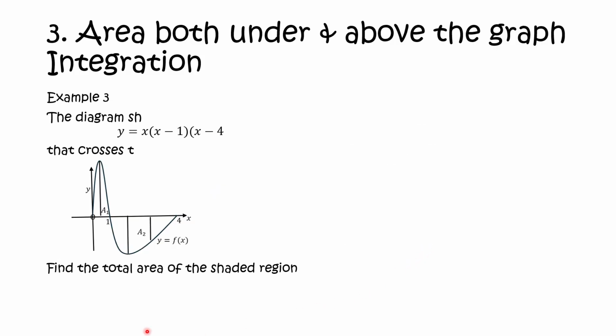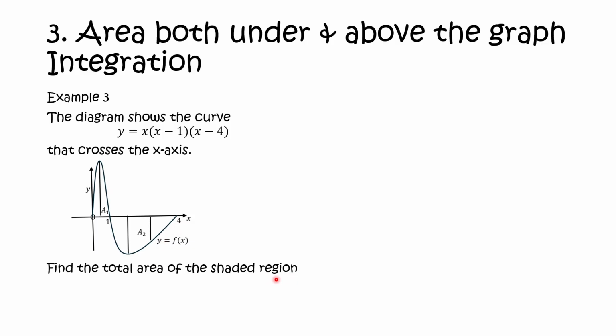Let's look at example 3. The diagram shows the curve y equals x times x minus 1 times x minus 4. That crosses the x-axis. In this case, we can clearly see that the graph starts from x is 0, crosses the x-axis at 1, and crosses again at 4. So we've got 3 points where it meets the x-axis. We are asked to find the total area of the shaded region.